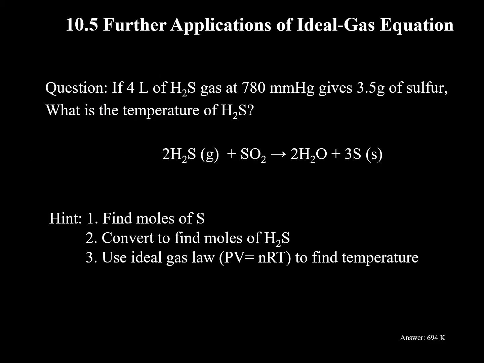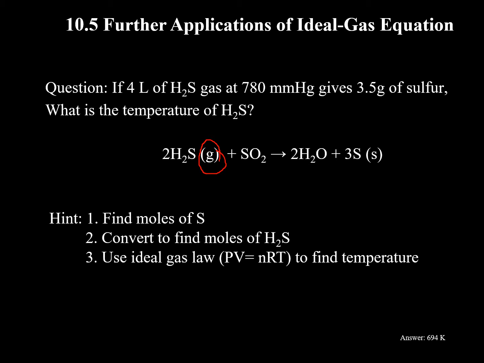Let's see if we can use that same idea, a balanced chemical equation, to find the temperature of H2S. Remember, we can only apply the ideal gas equation, PV equals nRT, for gases. Okay, so that's another clue. It says here 4 liters of H2S gas at 780 millimeters of mercury. So we have to convert this to atmospheres.